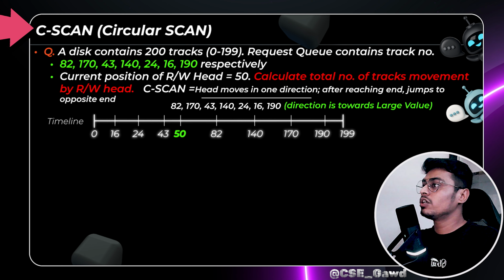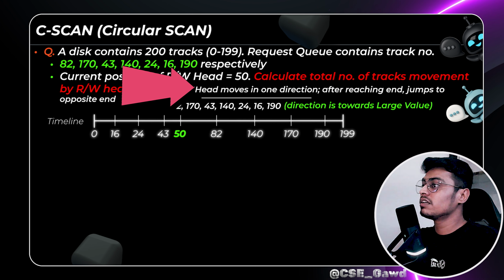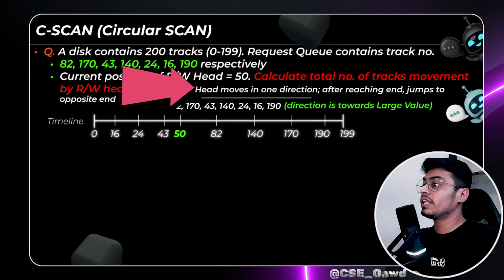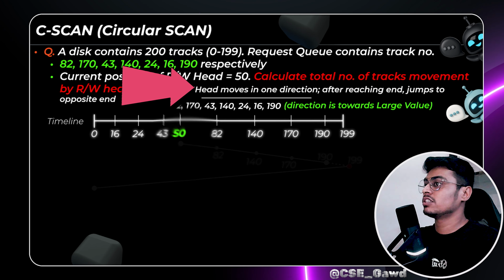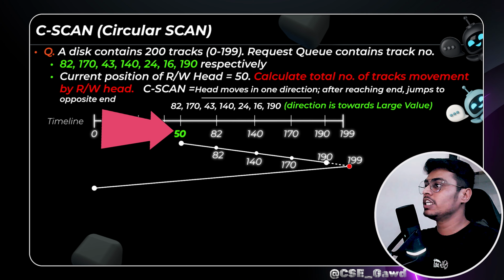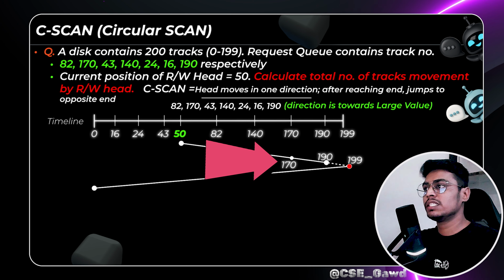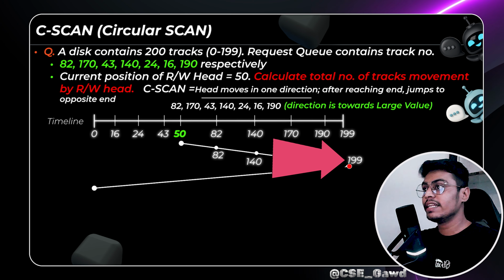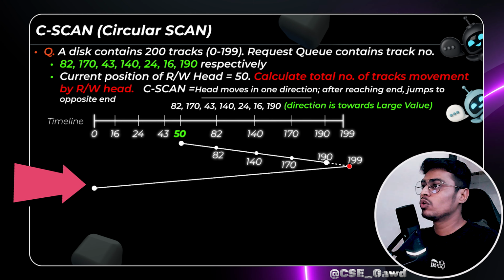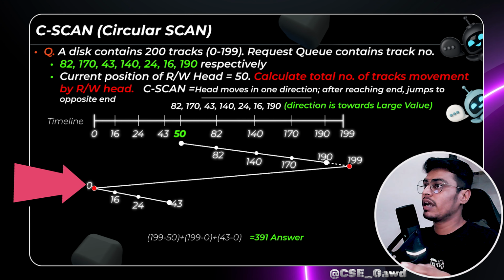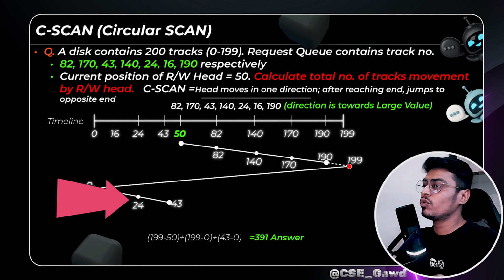Now moving forward to C-SCAN, circular SCAN. What is circular SCAN? C-SCAN treats the disk as circular. It moves in one direction, then jumps to the opposite end and continues in the same direction. So first we will go from 50 to 82, then 140, then 170, then 190, then 199, and from 199 we will go to 0. From 0 we will again go to 16, then 24, then 43.